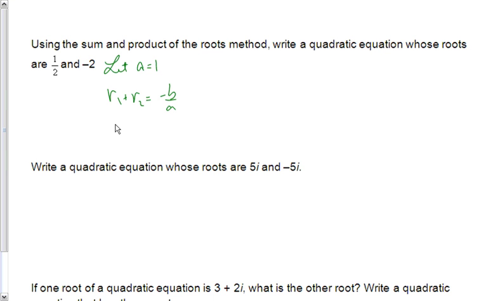So it's going to be 1/2 plus negative 2. Now if you look, that equals negative b, right? Do not write the following: negative 1/2. I need to write it as negative 3/2, which equals negative b. So that's just b.